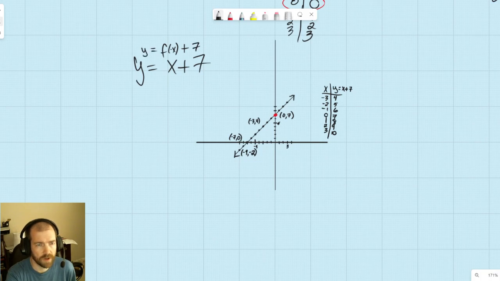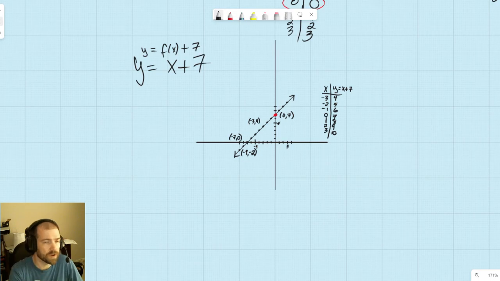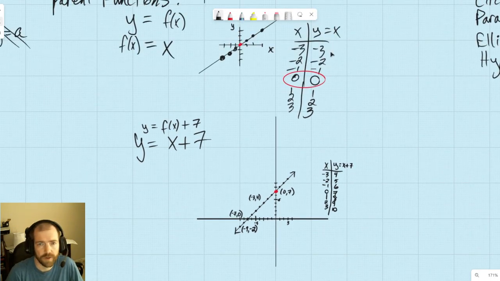So y equals f of x plus 7. This takes the y values that are coming out of the function, our f of x, and adds 7 to them after the fact. So then we get all of these values here, and that causes all of these values to be pushed upward 7.